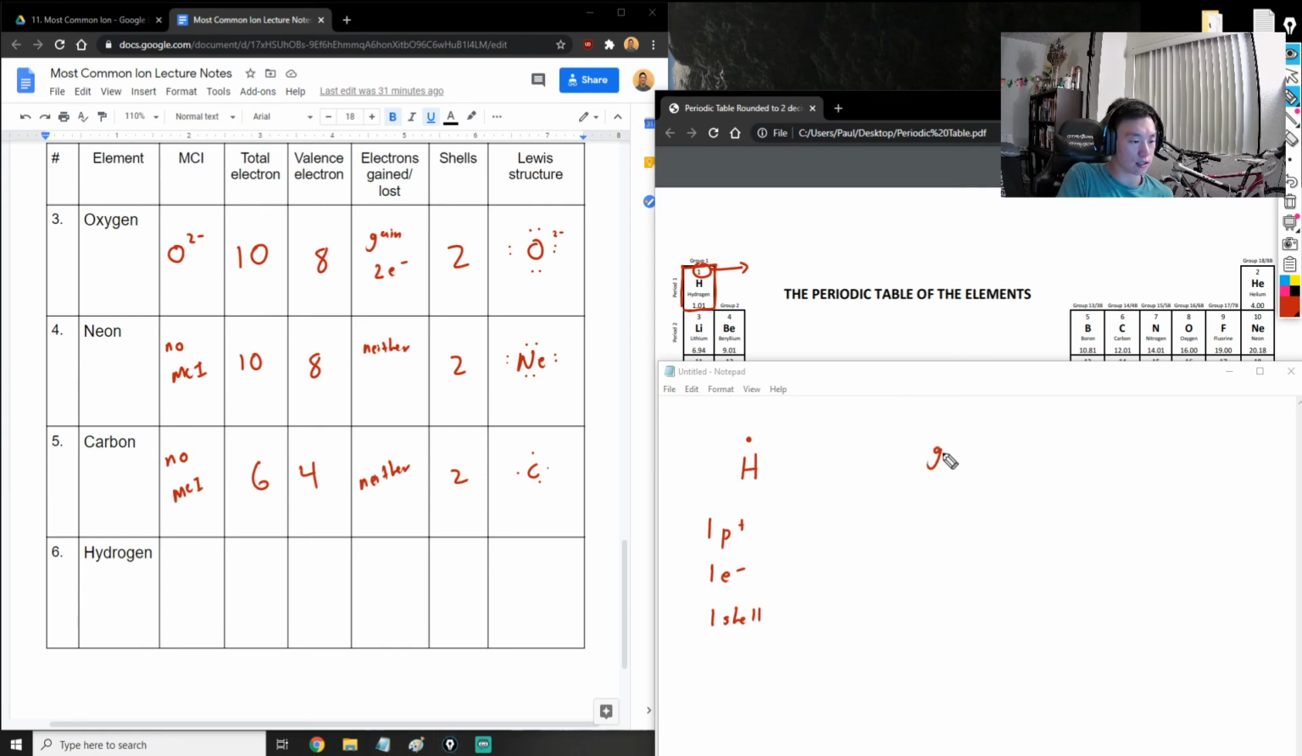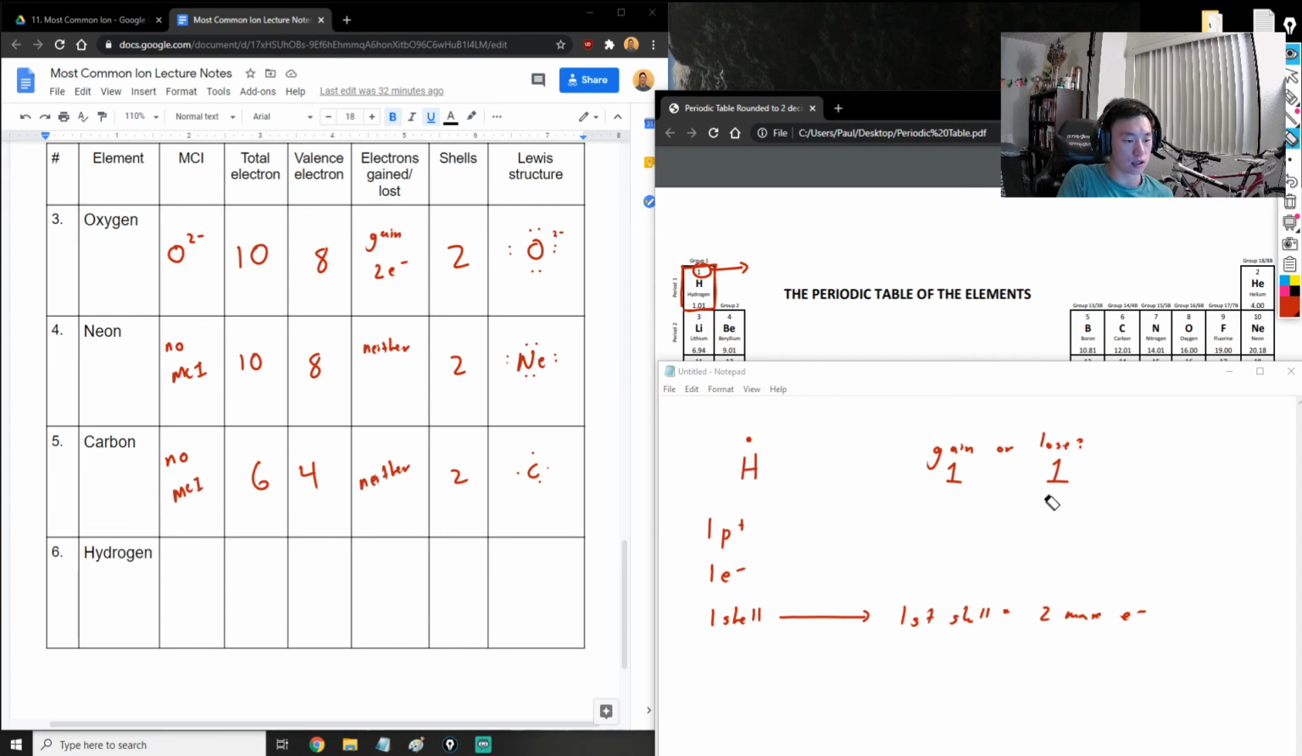Okay, so let's try to figure out, does hydrogen want to gain or lose? Now, if you notice, hydrogen is in the first shell. The first shell can hold 2 electrons because there's 2 boxes. It can hold 2 max electrons. So hydrogen could either fill up the shell, so to go from 1 to 2, you could either gain 1, or it can lose the shell by losing 1. Now, we said earlier that if the numbers are equal, there's no MCI. Hopefully you guys remember that from the example with carbon.